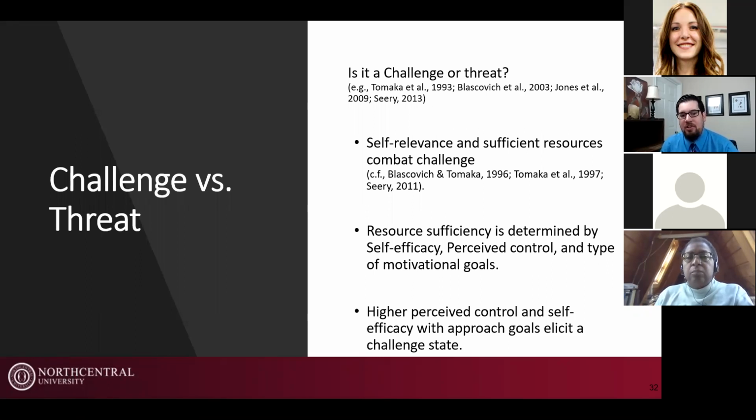Motivated performance situations can be appraised as challenges or threats. We must appraise the situation as self-relevant and that we have sufficient resources to combat the challenge. Resource sufficiency is determined by our feelings of self-efficacy, our perceived control over the situation, and the type of motivational goals that we're pursuing. Higher perceived control and self-efficacy with approach goals elicit a challenge state, which is motivating to us.